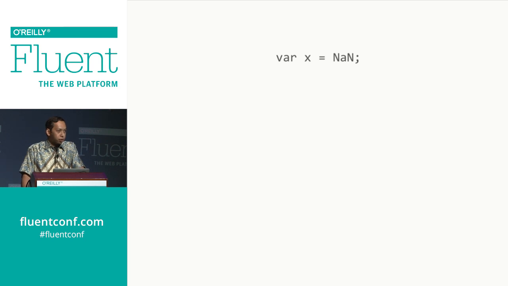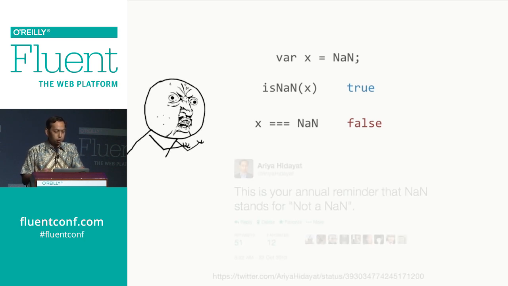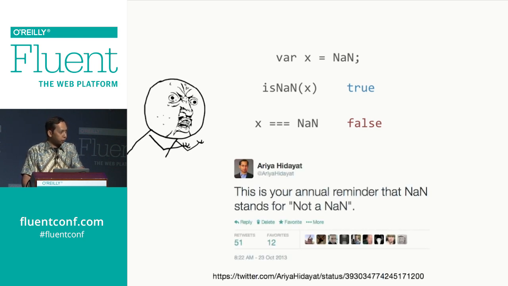This is the moment where I need to explain a little bit the strange thing about NaN. NaN stands for not a number. Technically, it's not a number. You'll see why it's not like that. If you create NaN, and then you call its isNaN function, it will return true, as you expect. But if you compare it to another NaN, it will say false. That's why every year I always tweet that NaN actually stands for not a NaN.